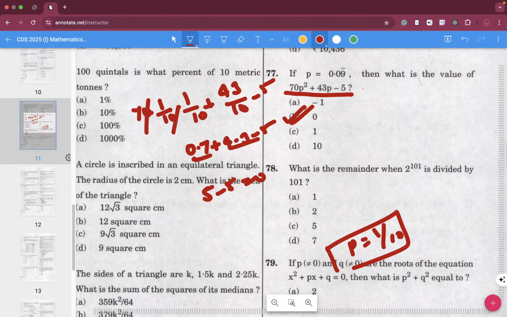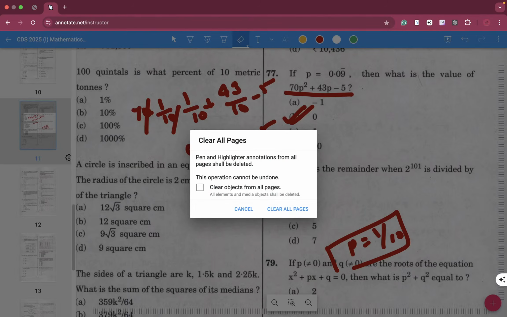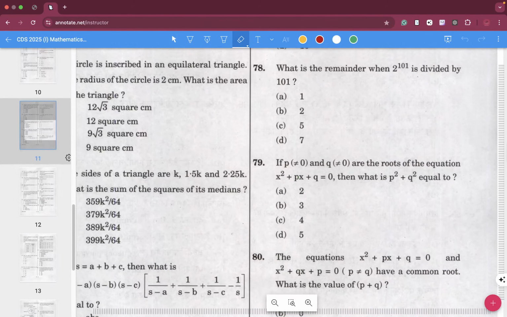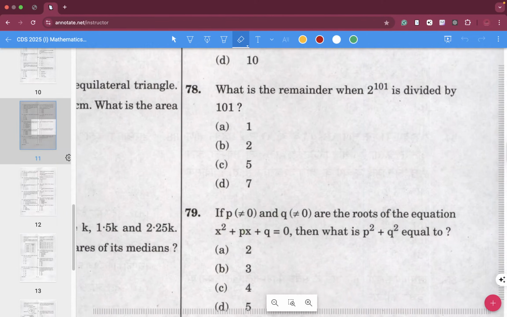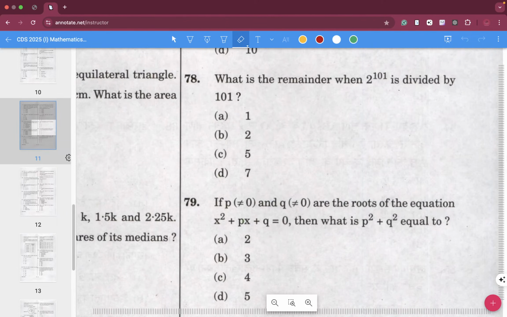Question number 77, the answer will be B, folks. Now question number 78: what is the remainder when 2 raised to the power 101 is divided by 101? That is what they are asking.